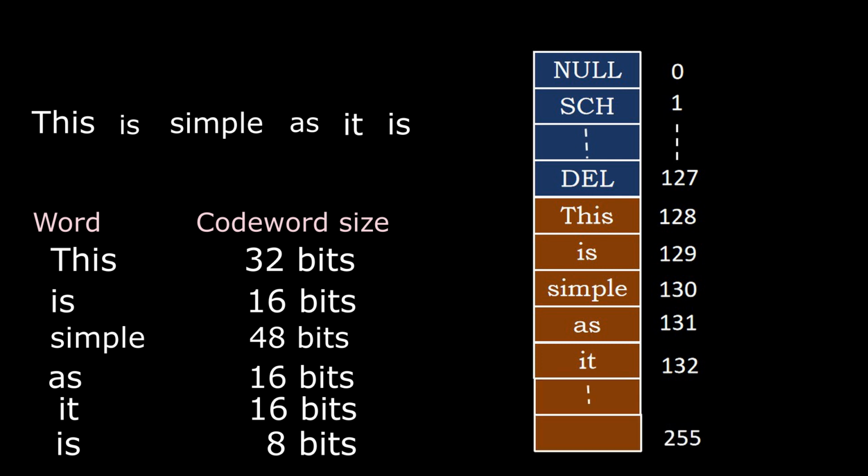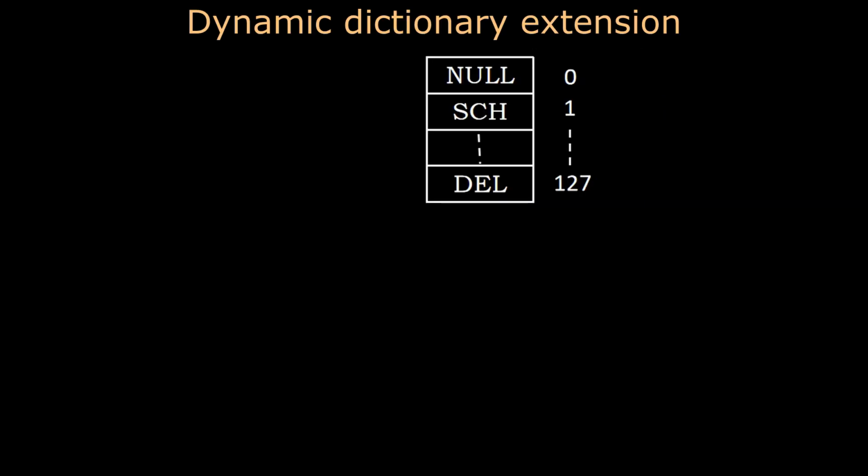When a new word comes, the dictionary will be dynamically extended up to 255, and these words are stored with an index of 8 bits. So here in this diagram, the blue color boxes indicate the basic character set and the brown color boxes indicate the code word for new words. So now let us see how the dictionary is extended dynamically in the LZW algorithm.